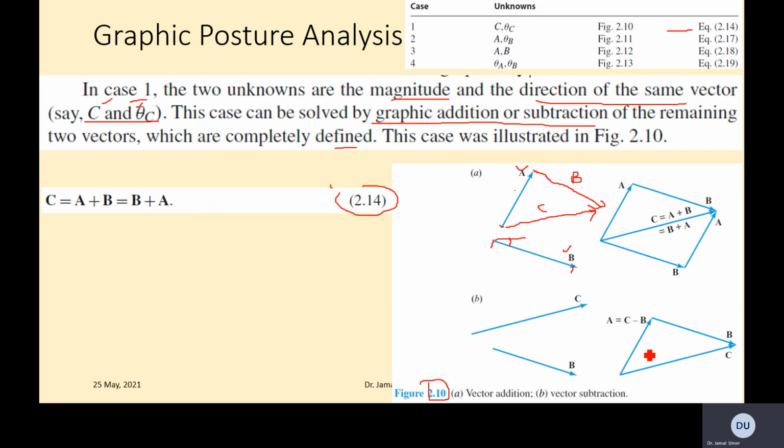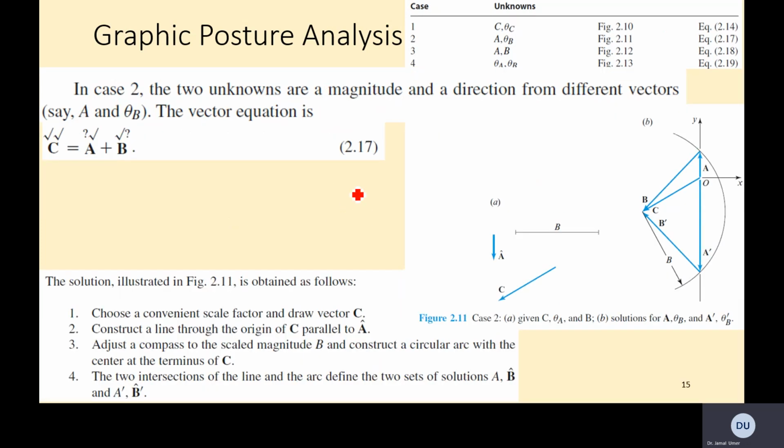Similarly, the subtraction method can be used as well, as it says over here. So in case you have, let's say, C and B, you can subtract from C to find out A basically. So it's the same equation but rearranged.